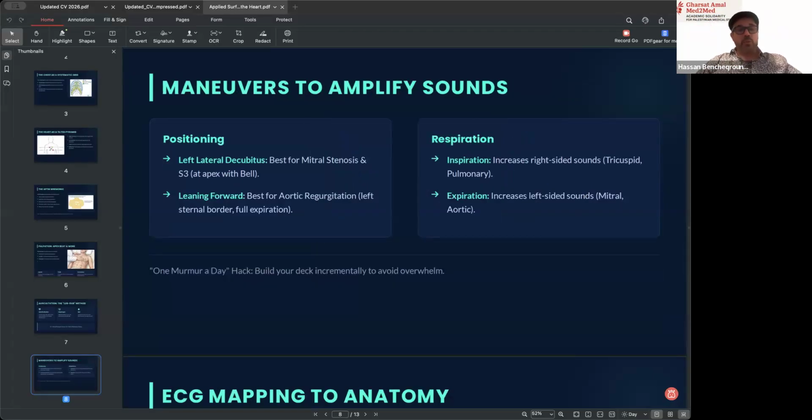We talked about the maneuvers to amplify sound. Left lateral decubitus for mitral stenosis and S3. Lean in forward for aortic regurgitation. Respiration: inspiration increases the right-sided sounds, expiration increases the left-sided sounds. How does that sound? It sounds like something you can follow up with, correct?